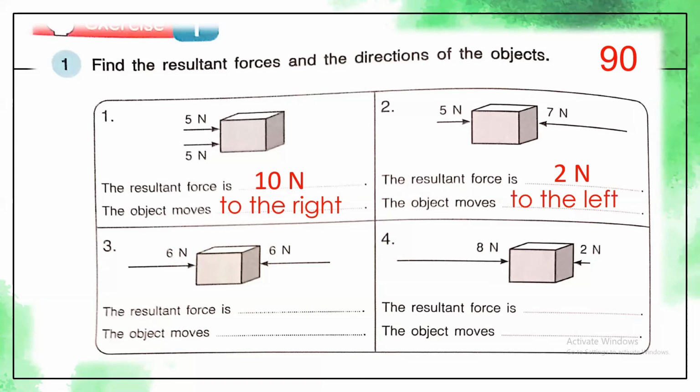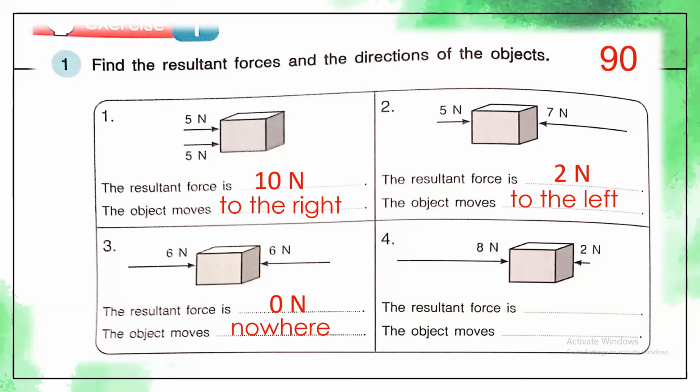For number 3, we can see two forces acting on opposite directions. So this will be case 3. So what is the resultant force? 6 minus 6 is equal to 0 Newton. Since our resultant force is 0 Newton, the object will not move.